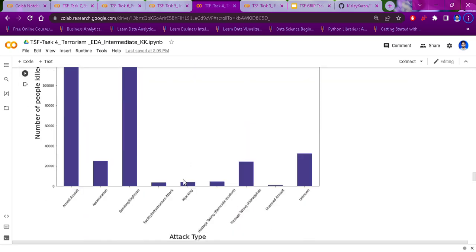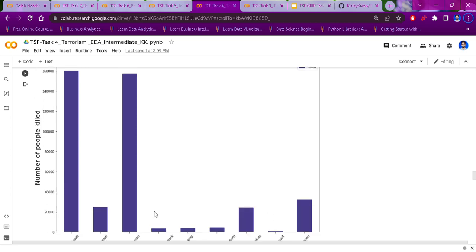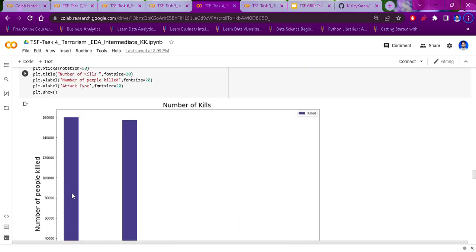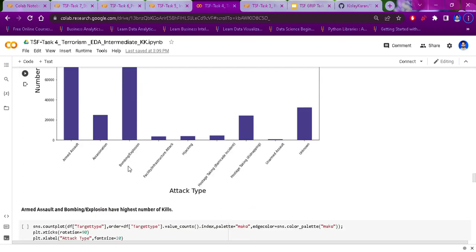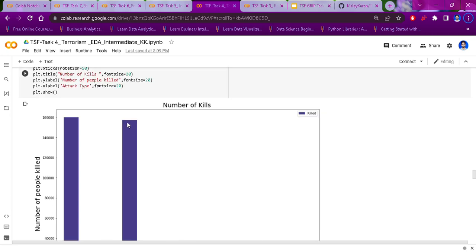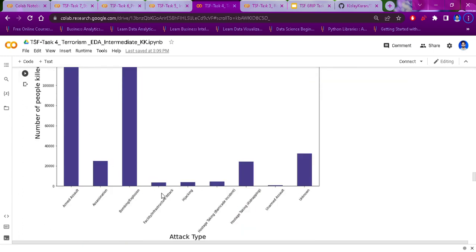Then the number of kills based on these types of terror attacks, like in what manner the terror group wanted the maximum number of casualties to take place. Based on the number of kills, armed assault and bombing explosion show the highest number of damaging the civilians, like killing them, then followed by assassination and hostage taking, kidnapping basically.